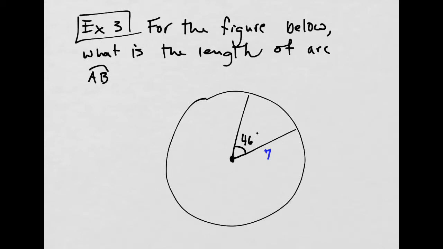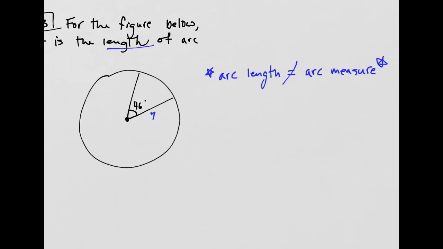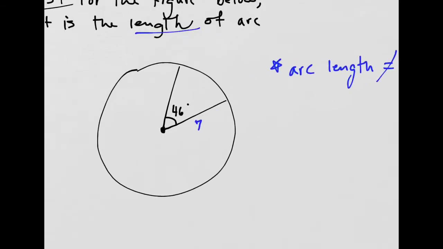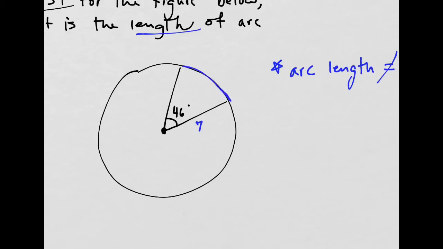For this problem, I want to make a distinction. The measure of an arc is the same as the angle from the center of the circle, but this is talking about arc length, and that's totally different. So that's something to keep in mind. The arc length is not the same thing as the arc measure. The arc length is the distance from this point along the curve all the way to that point.